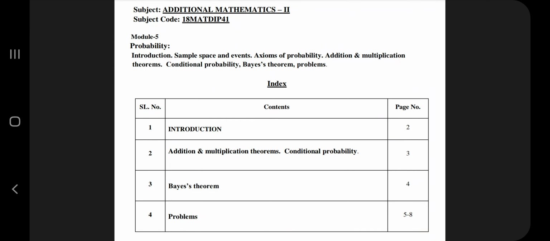Hello everyone, today in this video we'll be discussing the last module of 18MATDIP41, which is regarding probability. This PDF can be found in the link given in the description box, and there are just two topics here. The first one is the Bayes theorem and the second one is the remaining topics. Both of them are interconnected, so it is like just one topic.